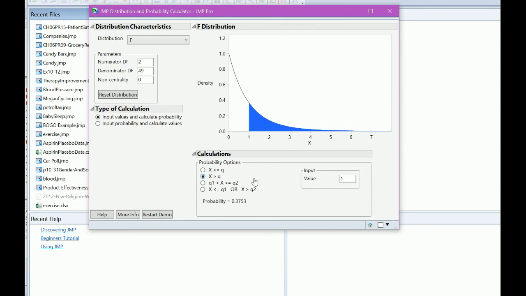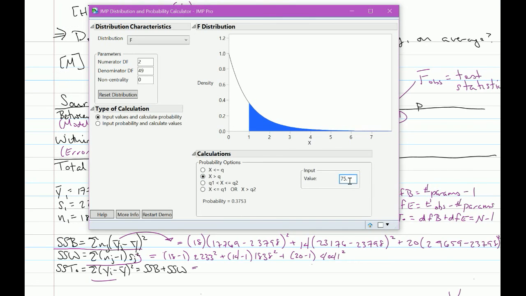And we want to find the probability that we get an F greater than, so we come down here and pick greater than our F-obs. Our F-obs in this case was 75.171. So our p-value is less than 0.0001. You can see that our scale here goes from 0 to 7, so we are off the chart, we are actually off the screen. So the probability that we get an F statistic bigger than our current one is infinitesimally small. So we have a tiny, tiny p-value.